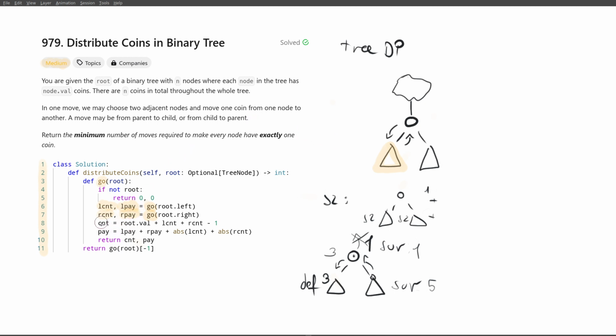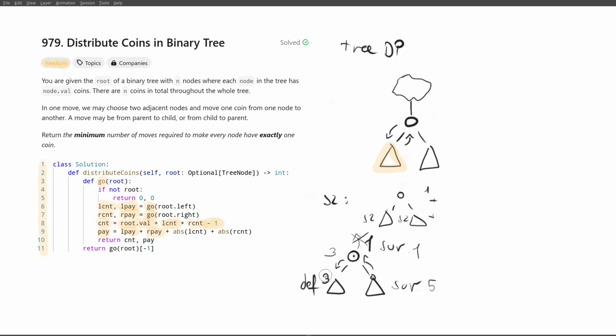And so now, the total balance, the total count, is the same thing as the count to the left, count to the right, so the surplus or deficit to the left and right, plus the number of coins we have, minus 1 because one coin has to stay in the root. So that's simple. And how much do we have to pay? Well, we still have to pay all the moves for the left and right subtree.